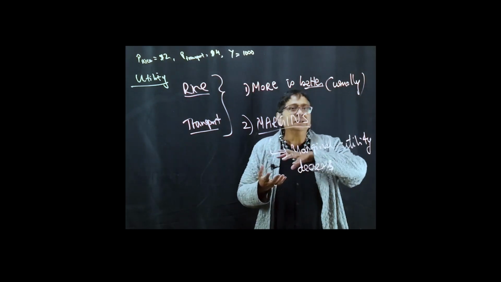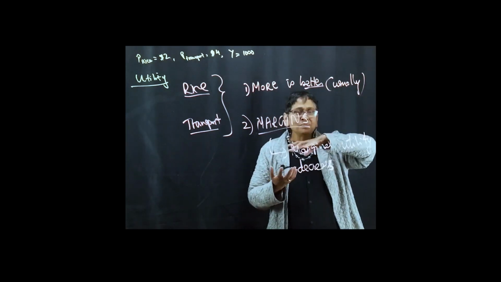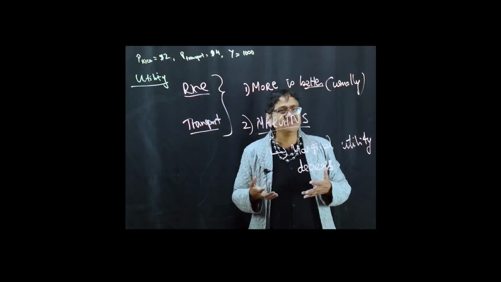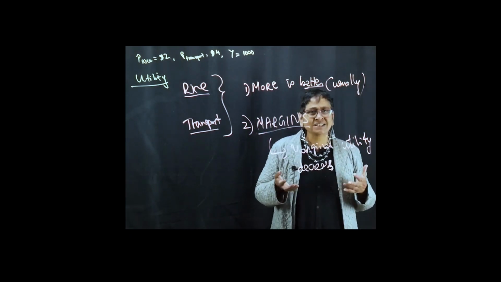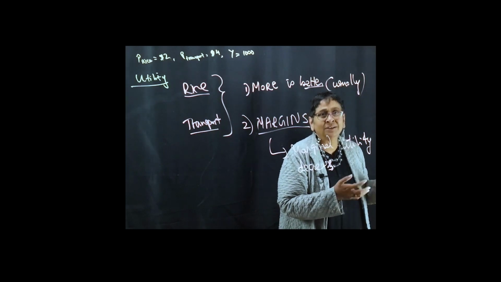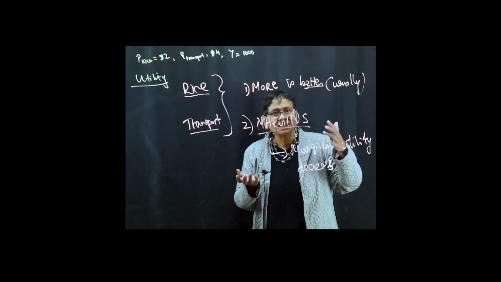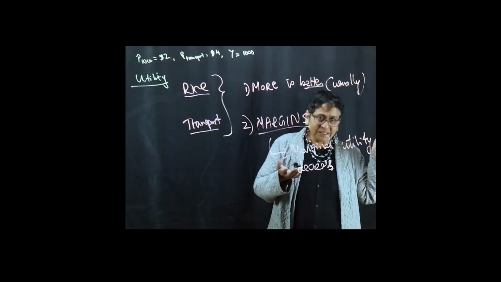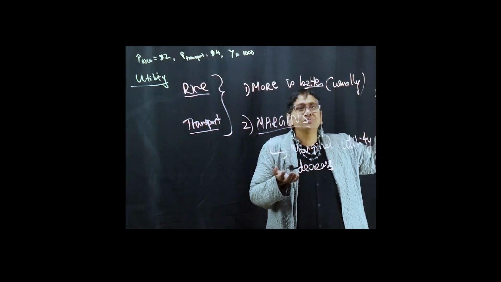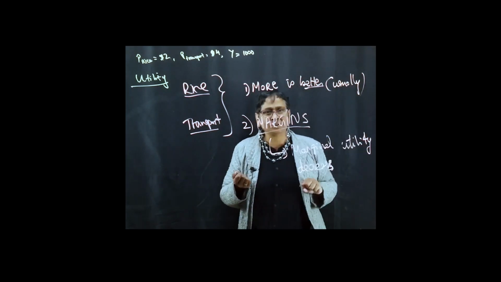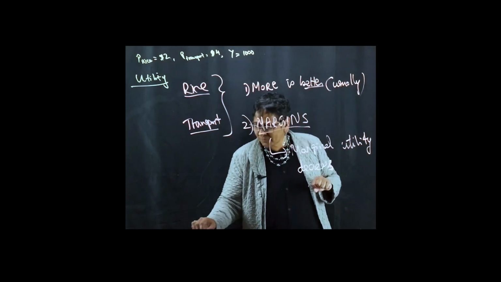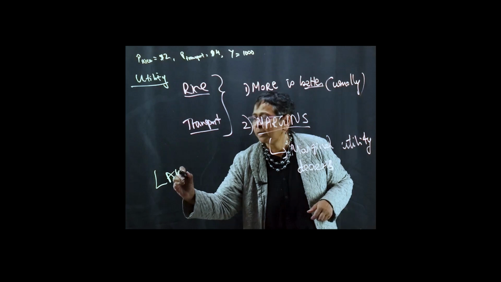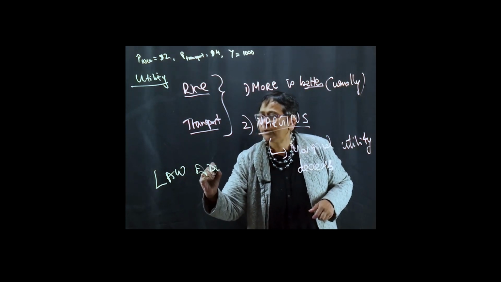That while more is better, it doesn't mean that more is better at a constant rate. That 1 TV makes me happy, 2 TVs make me twice as happy, 3 TVs make me thrice as happy, right? It means that as I keep increasing my consumption, additional units, while they're nice, don't add to my utility as much as early units did. Right? So this is what we're going to call the law of diminishing marginal utility. And this is really important.